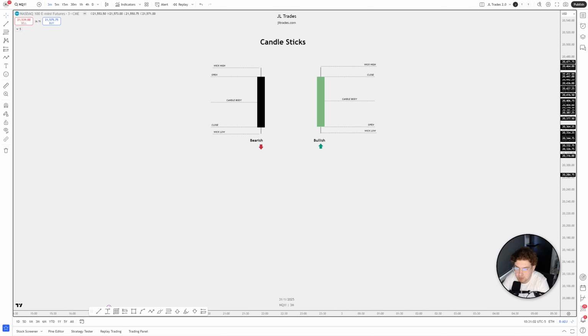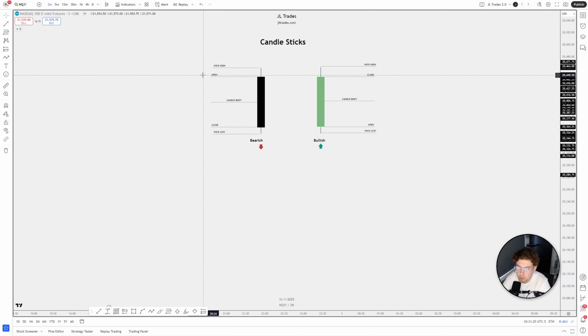Okay, so moving on to candlesticks now. Depending on what time frame you're on, we're going to use the 5-minute time frame as an example. That means every 5 minutes a new candlestick is printed, and it's either going to be a bullish candlestick or a bearish candlestick. In this example, we're going to use a bearish candlestick to show you how it prints.